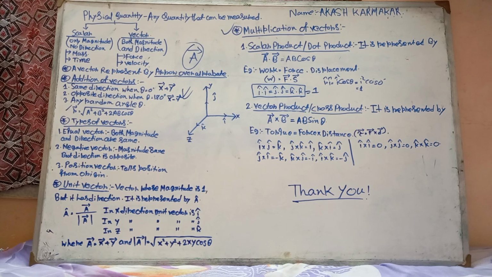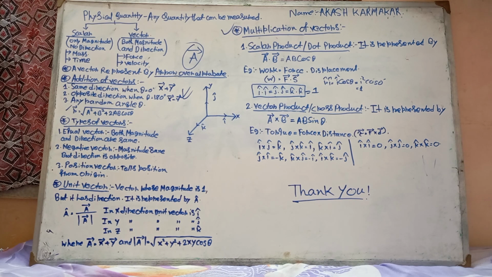Now we come to the types of vectors. First of all is the equal vector. In equal vectors, both magnitude and direction are the same. Second is the negative vector. In a negative vector, the magnitude is the same but the direction is opposite. Third is the position vector, which tells about the position, the distance from its origin to its final point.